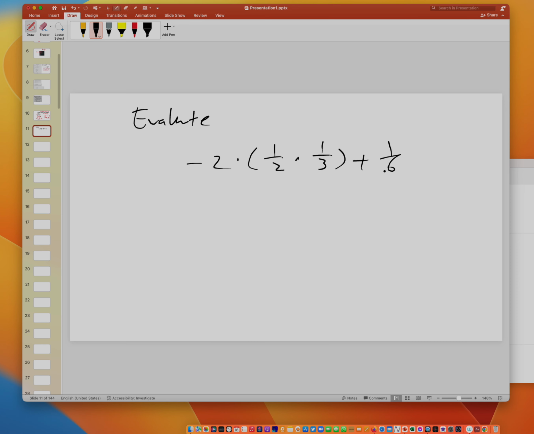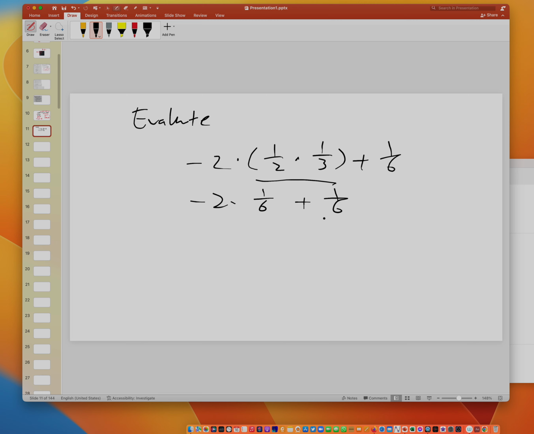Actually, they don't have to tell you. It's default. You should know. Evaluate. So what you do? You have the bracket. You do the bracket first. Can you see you have a bracket? You do a bracket first. So this is a times, times is 1/6. And then now you have the times and the plus. You do the times first.